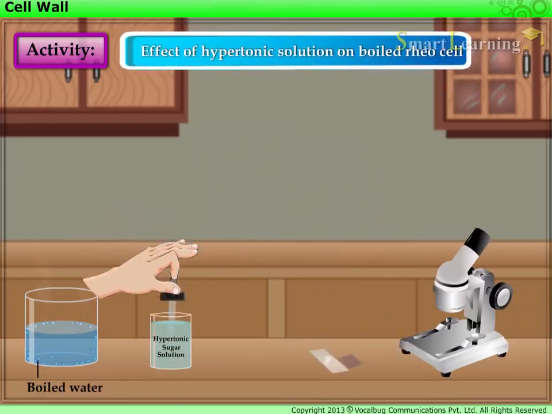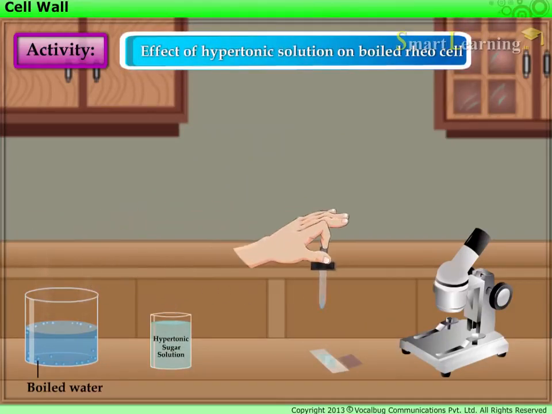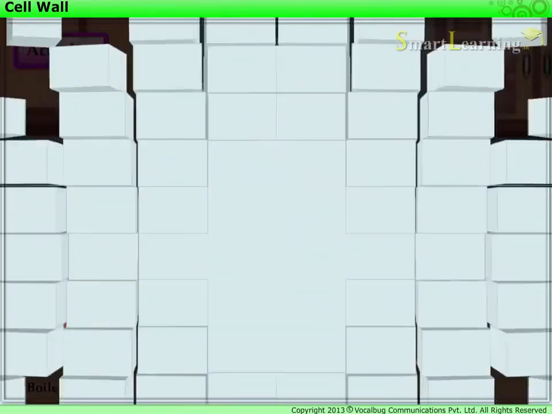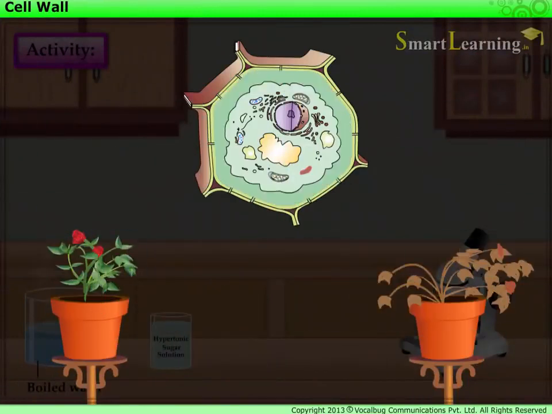Now on the same slide, put a drop of hypertonic solution. Observe it under a microscope after a minute. You will find that plasmolysis did not occur. This is because boiling kills the cells of the leaf. Thus, osmosis takes place only in the living cells, and not in the dead cells.